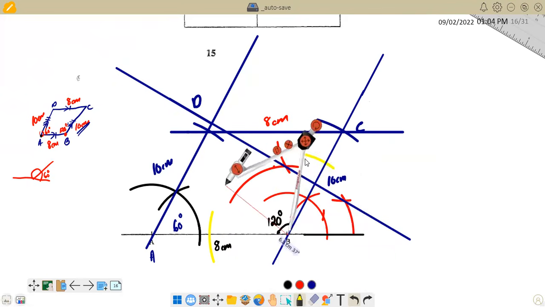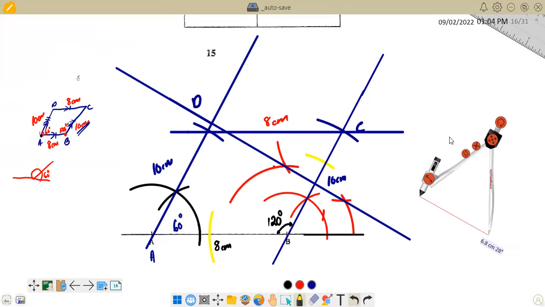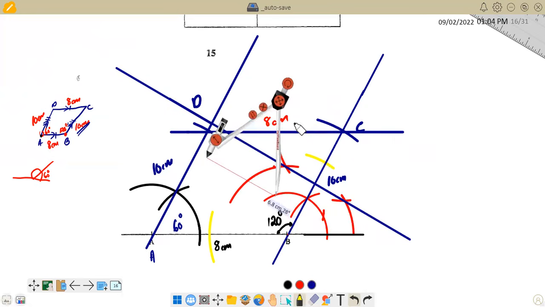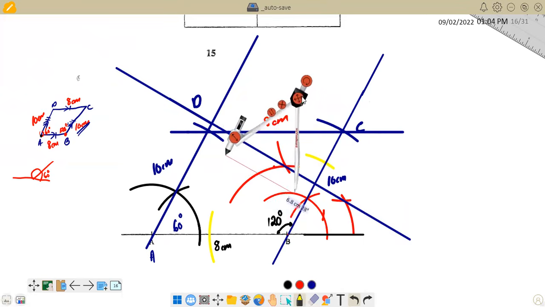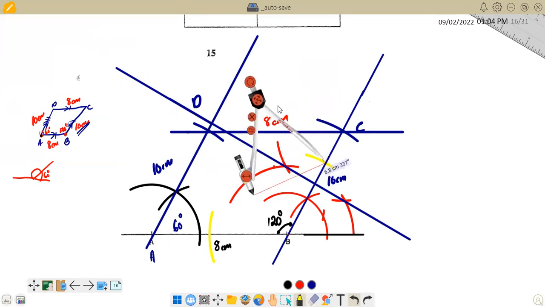Okay, so after marking these arcs, we've got these arcs. Let me remove so that you can clearly see. We've got this arc here on line BC and this arc on line BA. Okay, then you take your compass back to those arcs. I'm going to start with this one on line BC, this one. We now mark an arc inside the diagram.